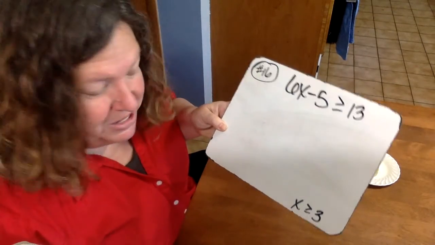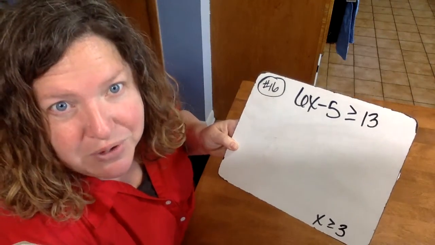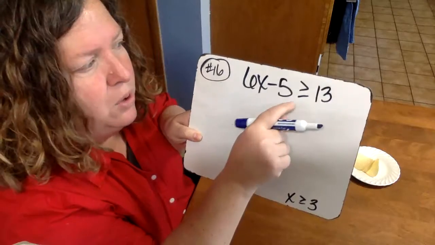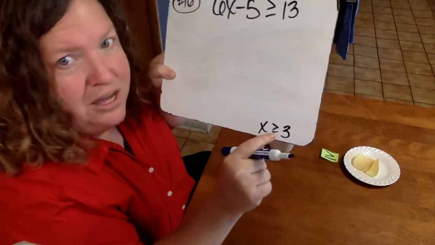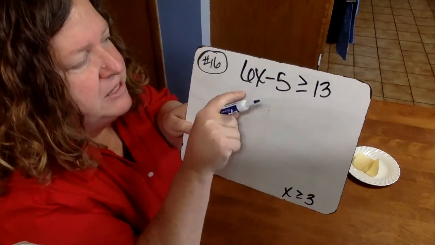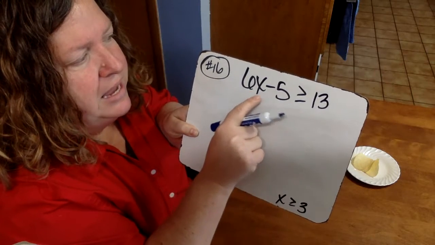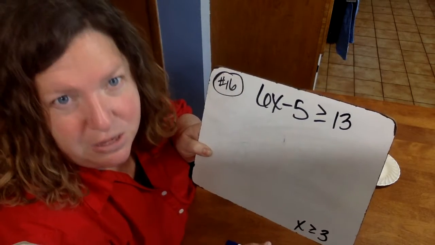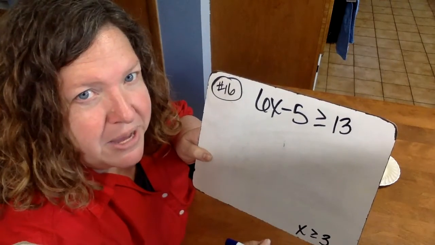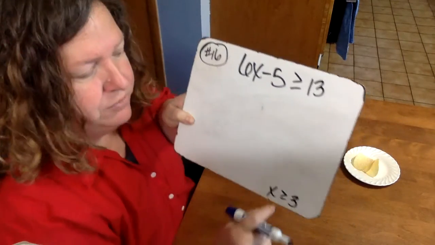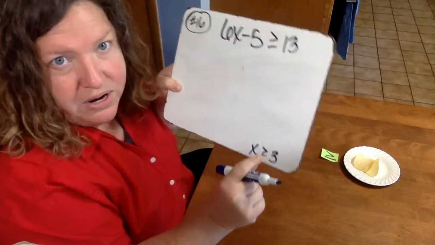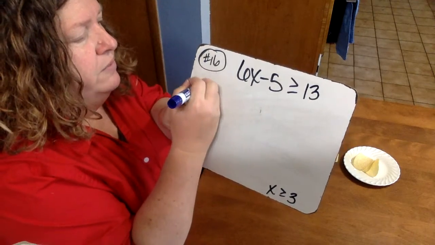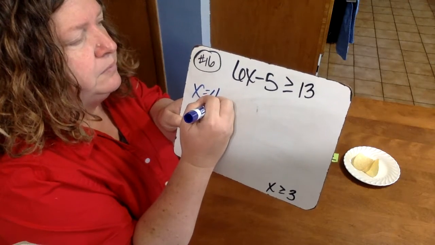Now, because this is an inequality, and they're kind of new for us still, let's go back and make sure that the inequality part works. We know the equals part works because 6 times 3 is 18. 18 minus 5 is 13. 13 equals 13. So we know the equals part works. But let's just go back and double check. What about the greater than? X is greater than or equal to 3. Well, let's try 4. What if we said x equals 4?